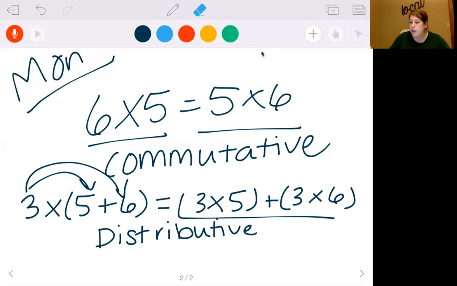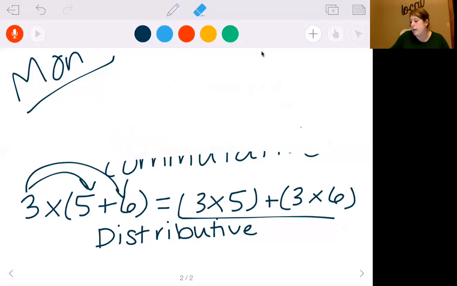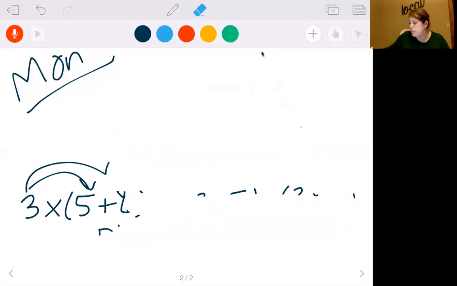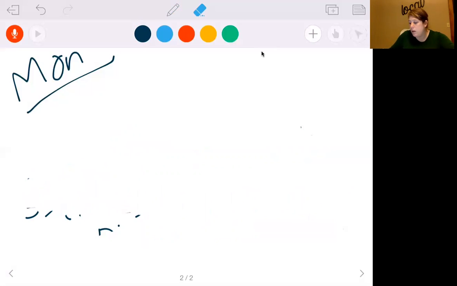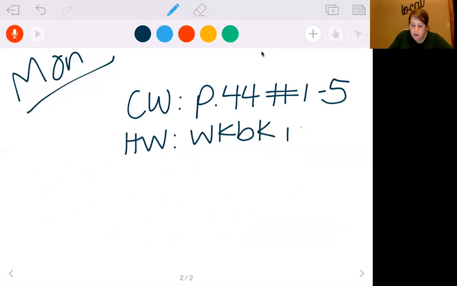So let's look at what you're going to do today for your classwork and homework, and then I will let you guys go and get started on that. All right, so for today, your classwork is going to be page 44, numbers 1 through 5, and what I just did is going to help you with that. And your homework is workbook page 31. Okay, so that's what you're doing today, and if you have any questions, let me know.